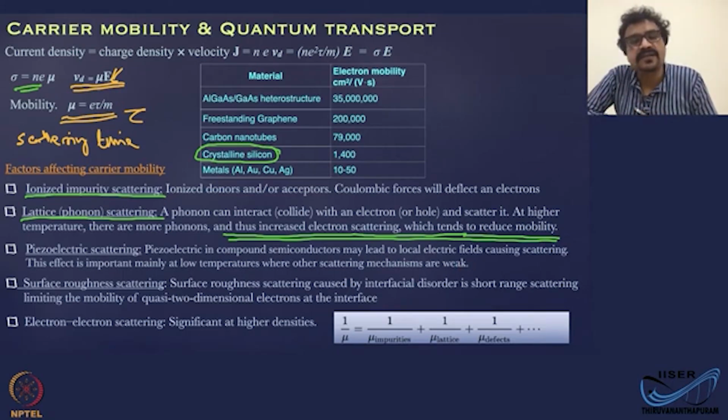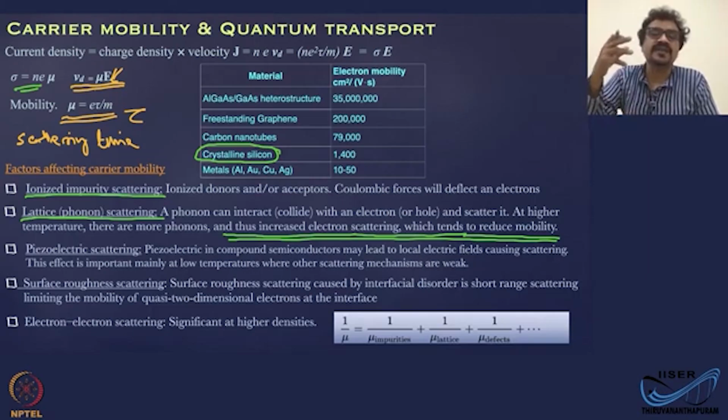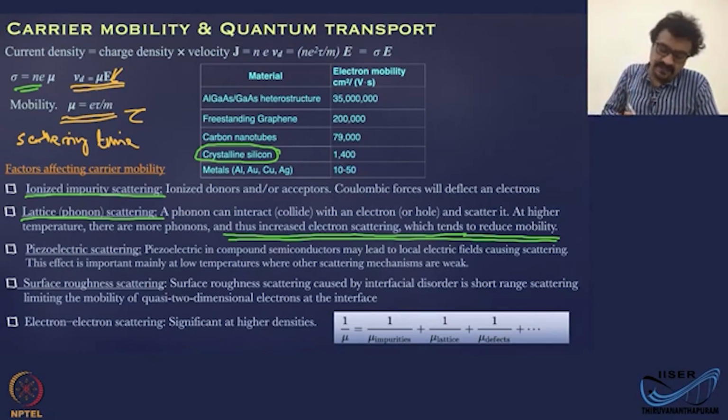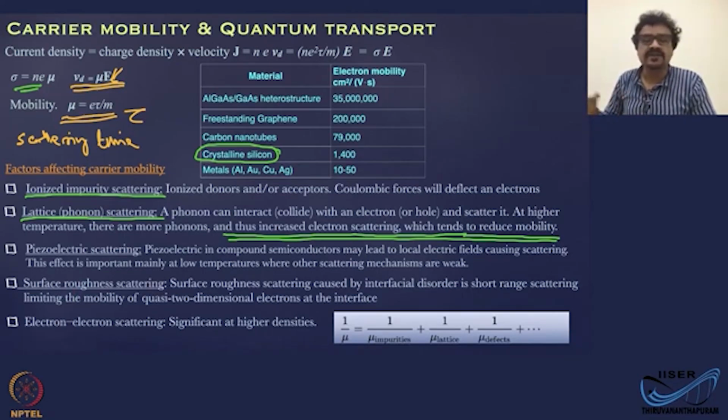This scattering mechanism can be crucial, or can be very bad, at lower temperature, where other scattering mechanisms such as phonon scattering are pretty much absent, because at lower temperature phonons are almost dead. Then you can have surface roughness scattering. That's because of the step edges and various kinds of roughness, which are going to act like scattering centers.